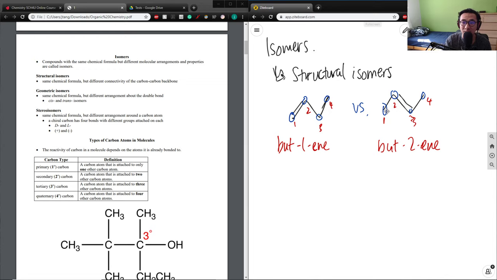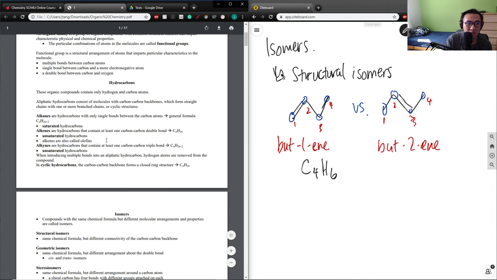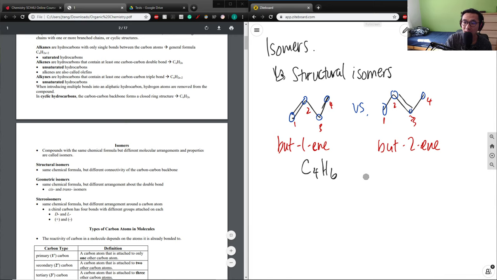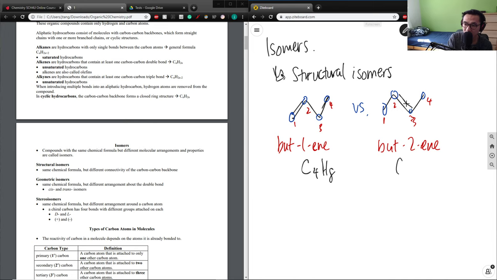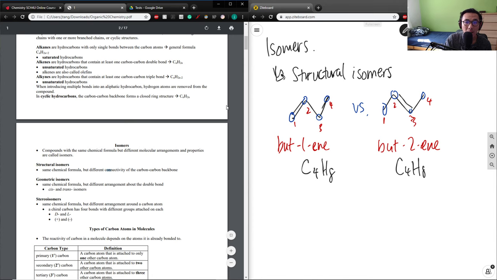They both also share the same chemical formula. This is C4, this would be H6, I believe. Let's check. Alkenes are CnH2n, sorry. So this is actually an 8 here, my bad. So C4H8, and this is also C4H8. So they both have the same chemical formula, but different connectivity of the carbon-carbon backbone.